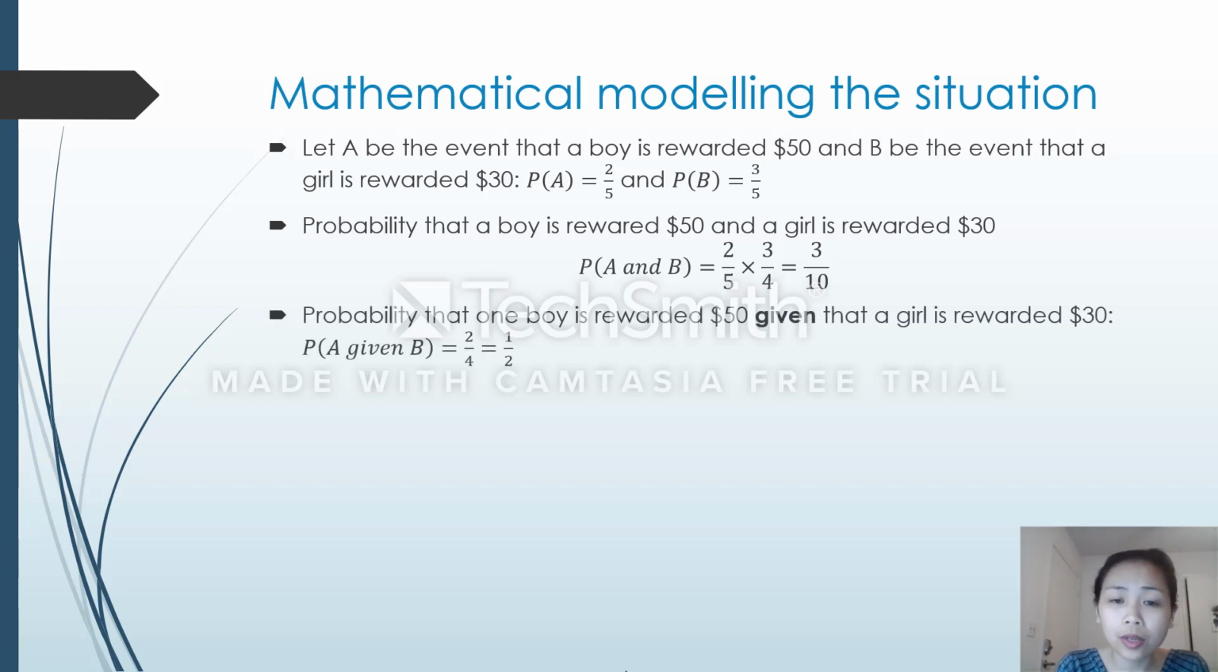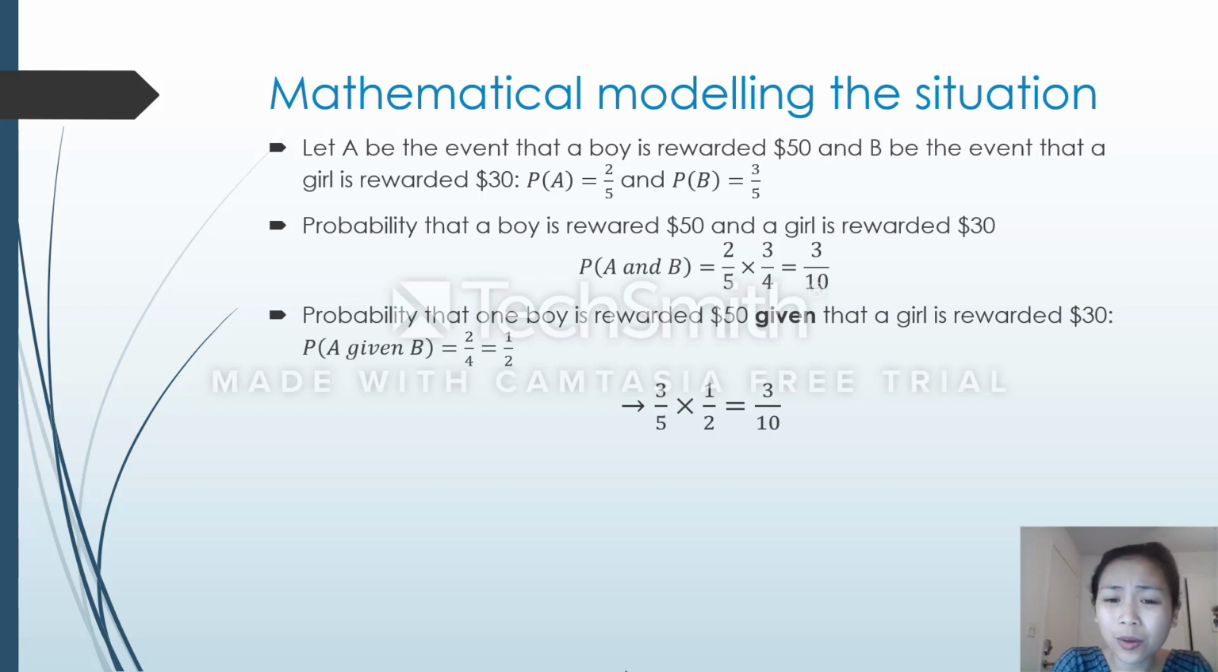Now we go to the conditional probability question. What is the probability that a boy is rewarded $50 given that a girl is rewarded $30? The answer is 2/4. We have done this problem from the previous slide. If you pay attention to these numbers, 3/5, 3/10, and 1/2, we see that there is a relation: 3/5 times 1/2 is 3/10.